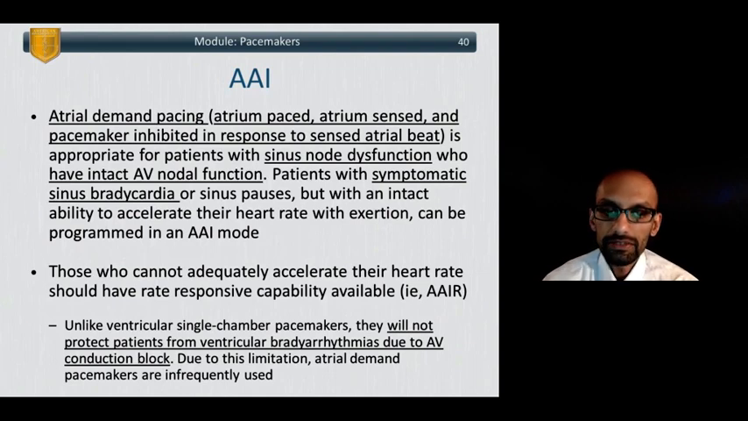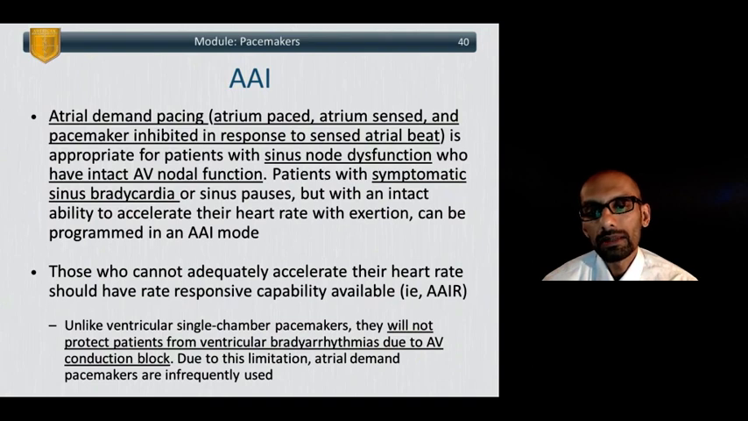AAI, very similar to VVI, okay, this is atrial demand pacing. You don't see this too often, but basically you're pacing the atrium, which is being sensed, and the pacemaker is inhibited so long as the atrium is doing its job, okay? And this is basically used for patients with sick sinus disease or sinus node dysfunction who have an intact AV nodal function, okay? You're rarely going to ever see this, okay?